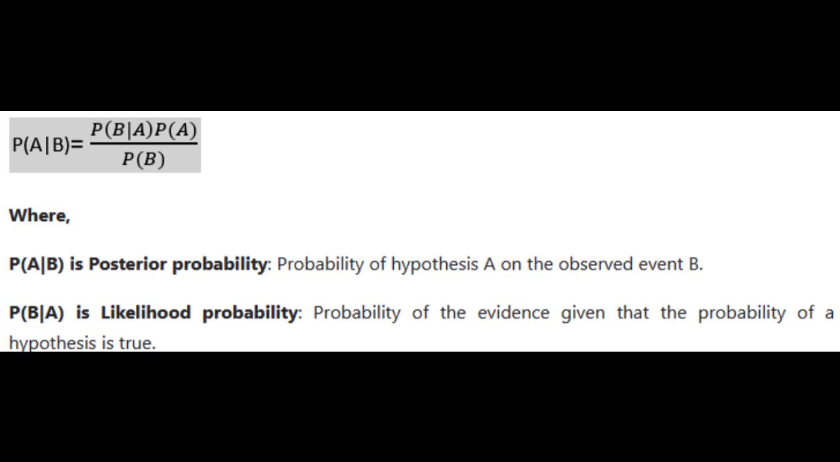Advantages of naive Bayes classifier. Naive Bayes is one of the fast and easy ML algorithms to predict a class of datasets. It can be used for binary as well as multi-class classifications. It performs well in multi-class predictions as compared to the other algorithms. It is the most popular choice for text classification problems. Disadvantages of naive Bayes classifier. Naive Bayes assumes that all features are independent or unrelated, so it cannot learn the relationship between features.